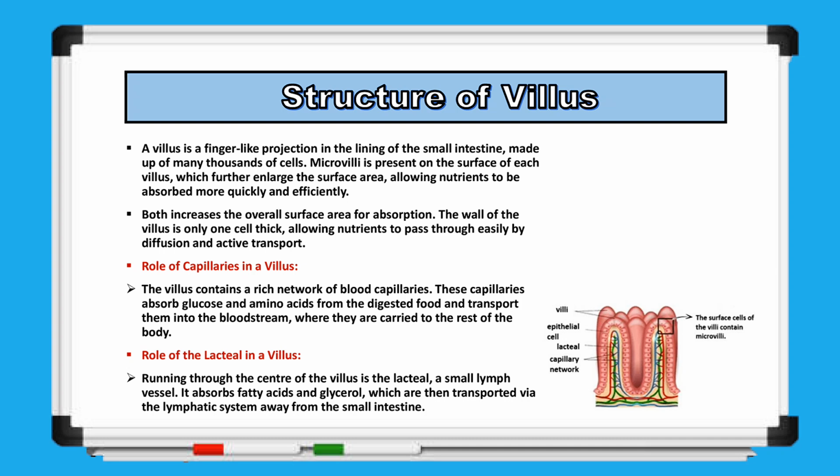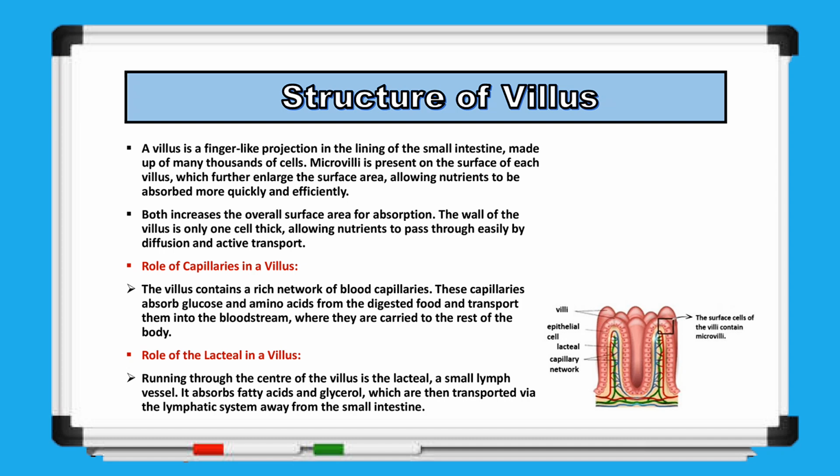Inside each villus, there is a rich network of blood capillaries. These capillaries are responsible for absorbing glucose and amino acids from the digested food. Once absorbed, these nutrients enter the bloodstream and are carried throughout the body, where they can be used for energy and growth.